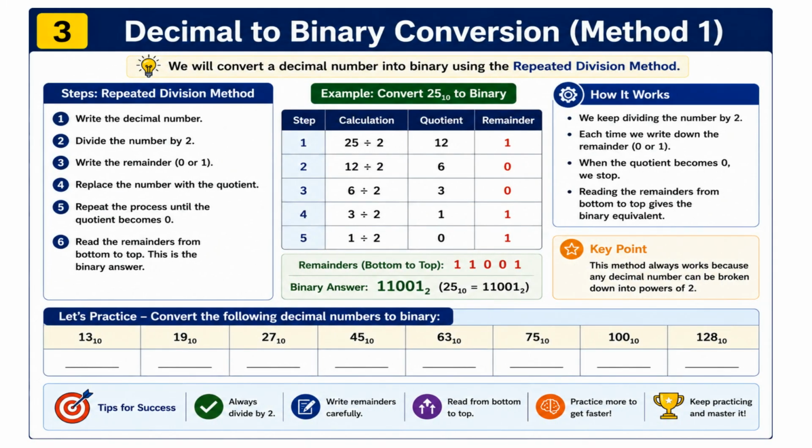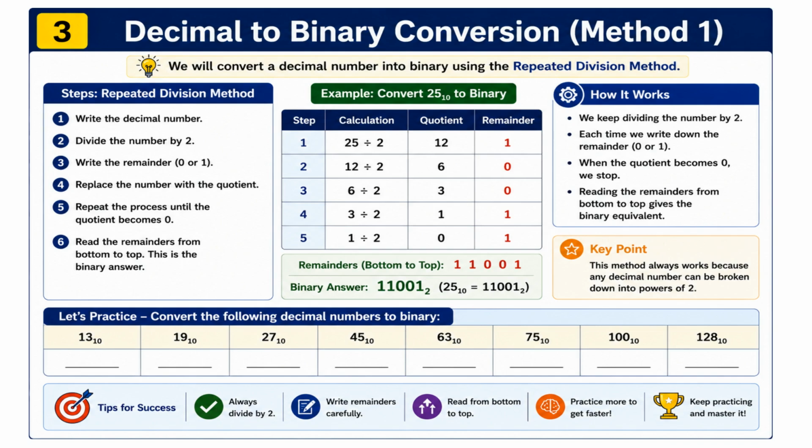Now, let's practice using the repeated division method. In this example, we will convert 25 from decimal into binary. First, write the decimal number, 25. Now, divide 25 by 2. The quotient is 12, and the remainder is 1. Write down the remainder. Next, replace 25 with the quotient, 12.